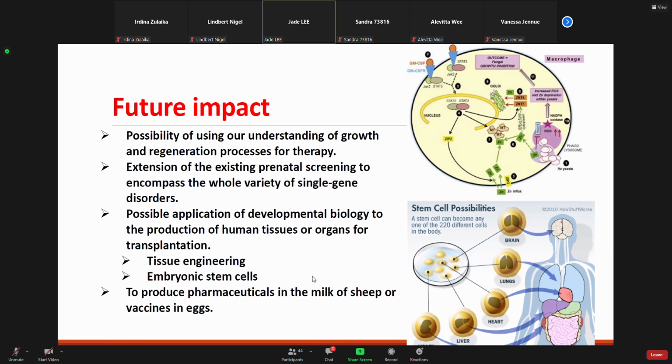using the stem cell. For example, our Dato' Lee Chong Wei, because he hurt his tendon, they used the stem cell technique so that it can heal much faster, so that the stem cell can grow into the tendon cell and then replace the injured one. Yeah, this has been done very widely now if you have money. If you can afford to do that, and also to produce pharmaceuticals in the milk of sheep, and also the vaccine in the egg.